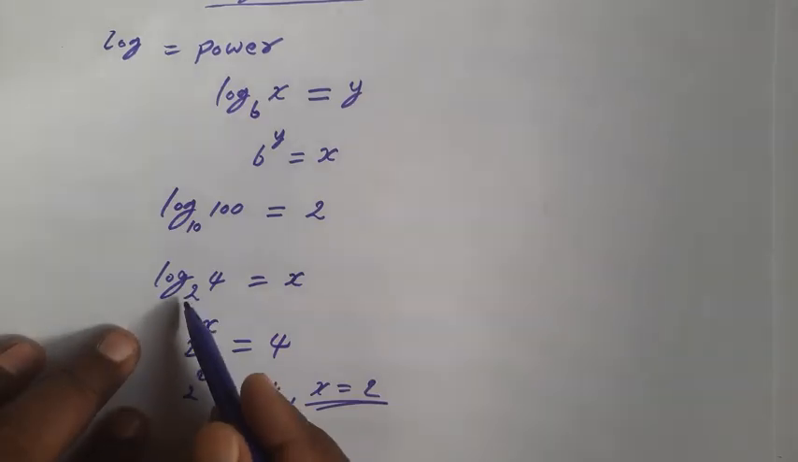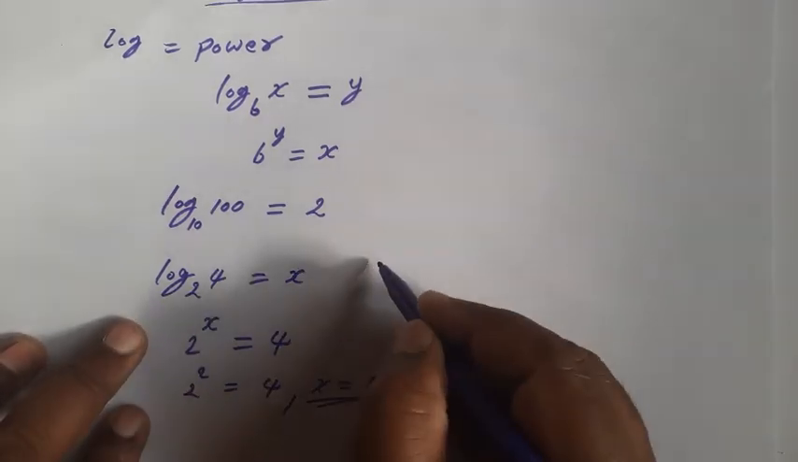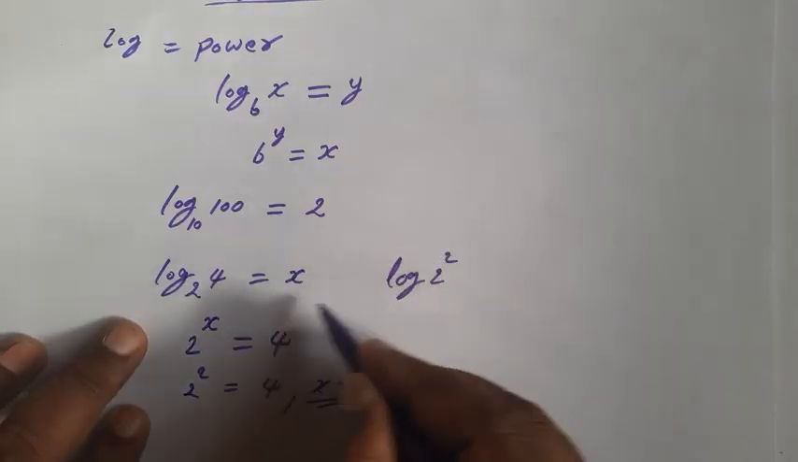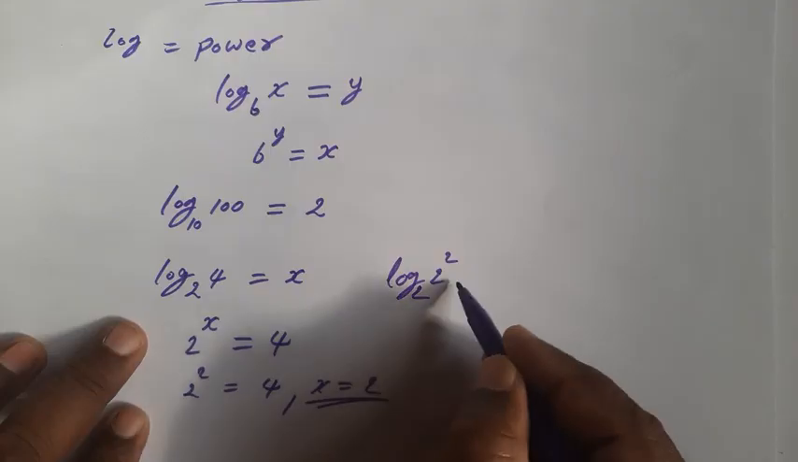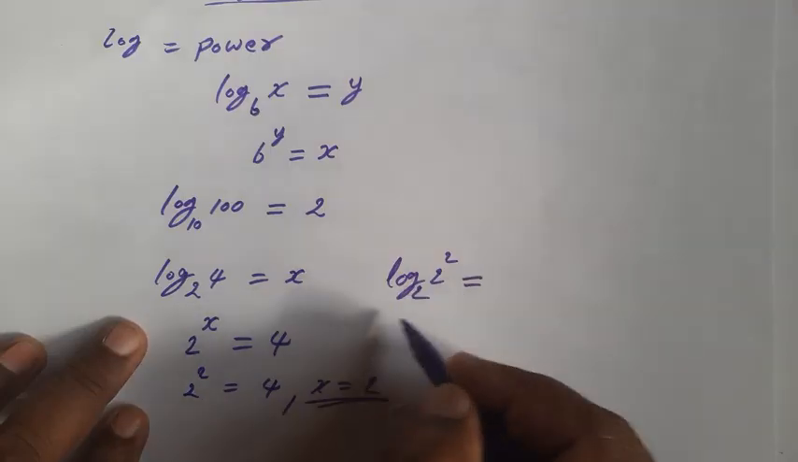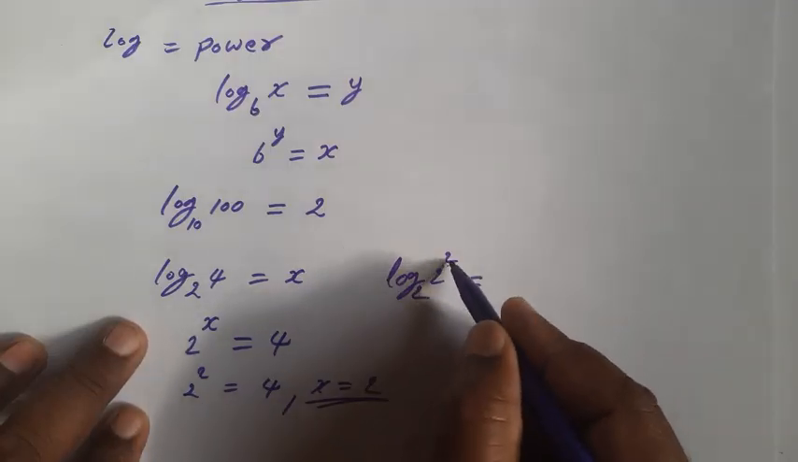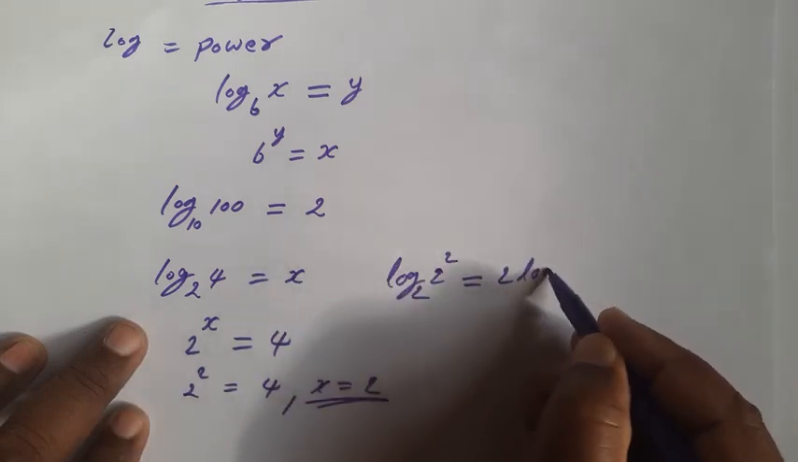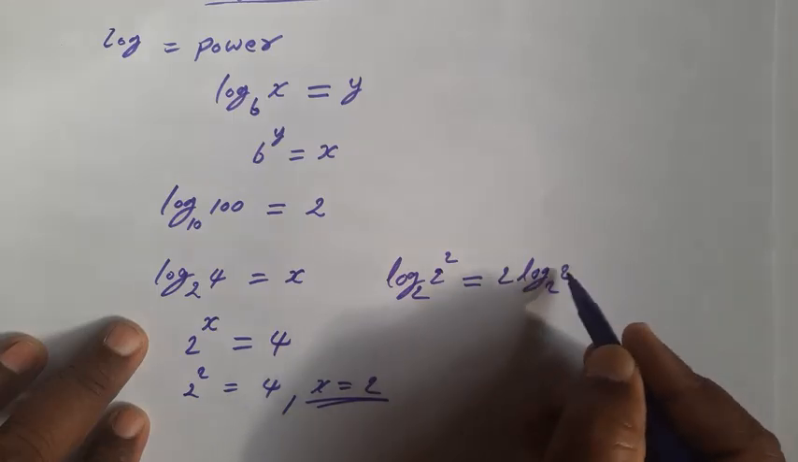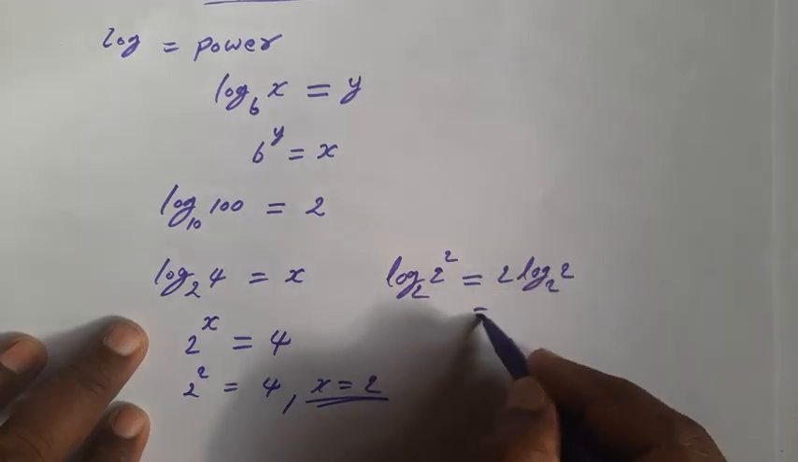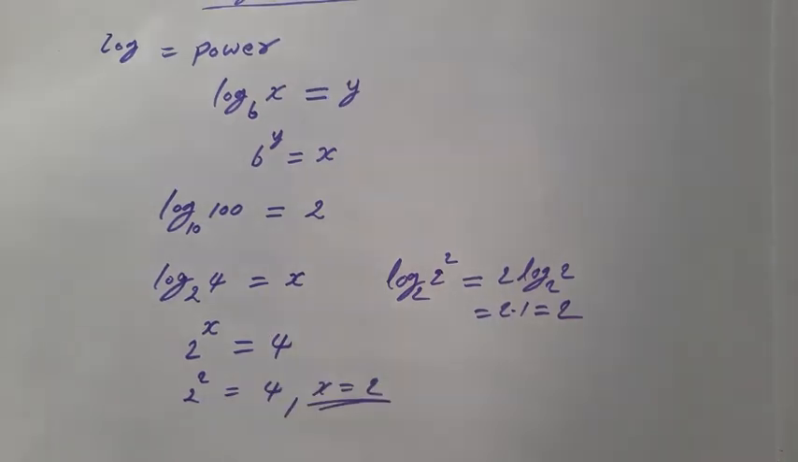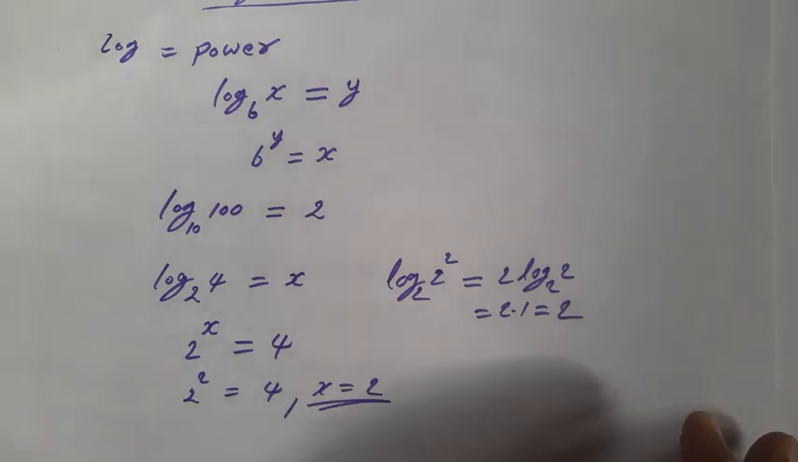Now take the same thing. How will you write log 4? Log 2 squared base 2. We will cover this in logarithm laws, then you will understand. The power comes to the front side: 2 log 2 base 2. Both are the same, right? So it is 2 into 1, equals 2. See, we got it. So this is the logarithm. Okay, you might understand.